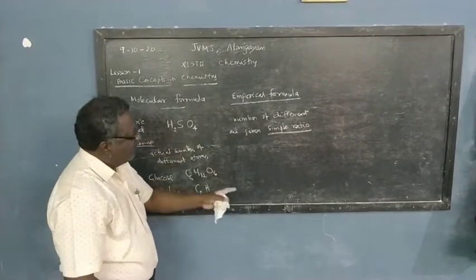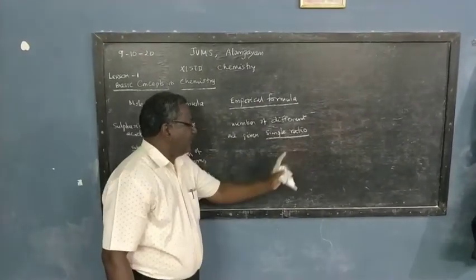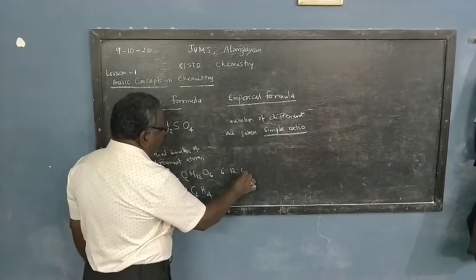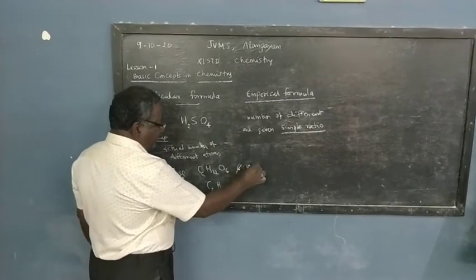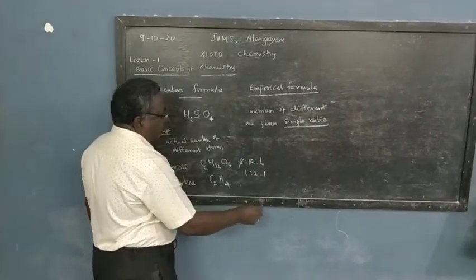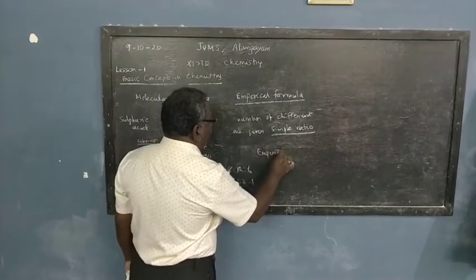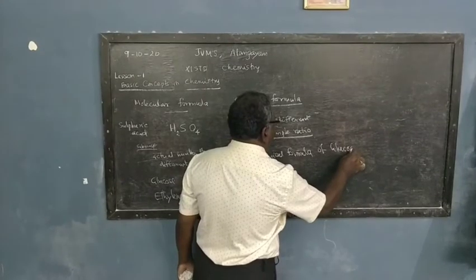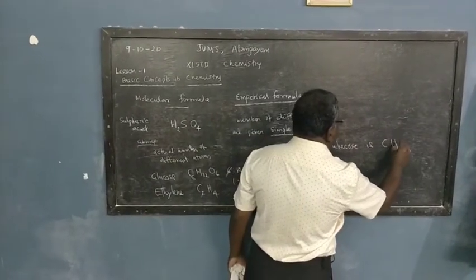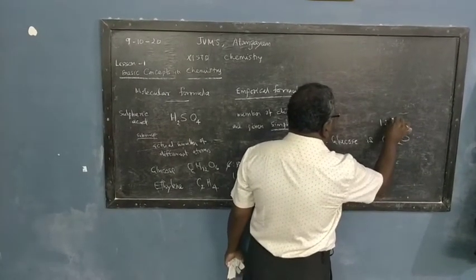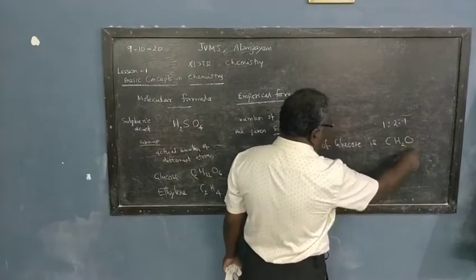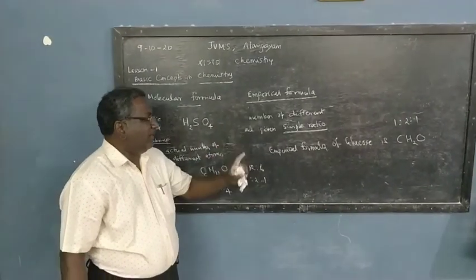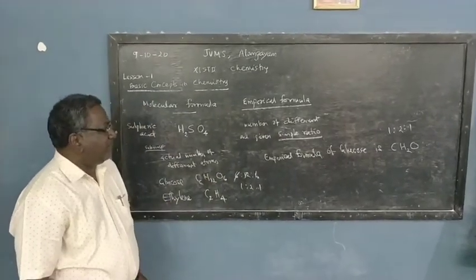So the numbers written below will not be the actual numbers; they will be a simple ratio. For example, let's take glucose. For glucose, the ratio is 6:12:6. If we find the simple ratio, it becomes 1:2:1. Therefore the empirical formula of glucose is written as CH2O. That means it is in the ratio 1:2:1. So for every molecular formula you can write an empirical formula. But the empirical formula will give the simple ratio of the number of atoms of the different elements.